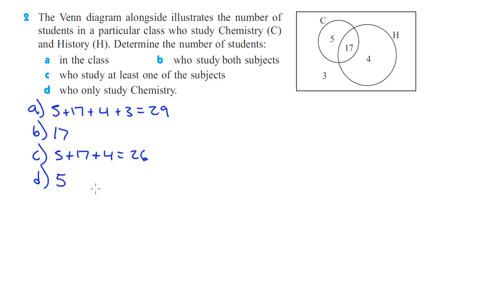Now, just to help clarify on this here, if you were asked how many people study chemistry altogether, that would be 5 plus 17. That would be 22. The people that study history would be 4 plus 17. That would be 21. They didn't ask that, but they will eventually, I bet.